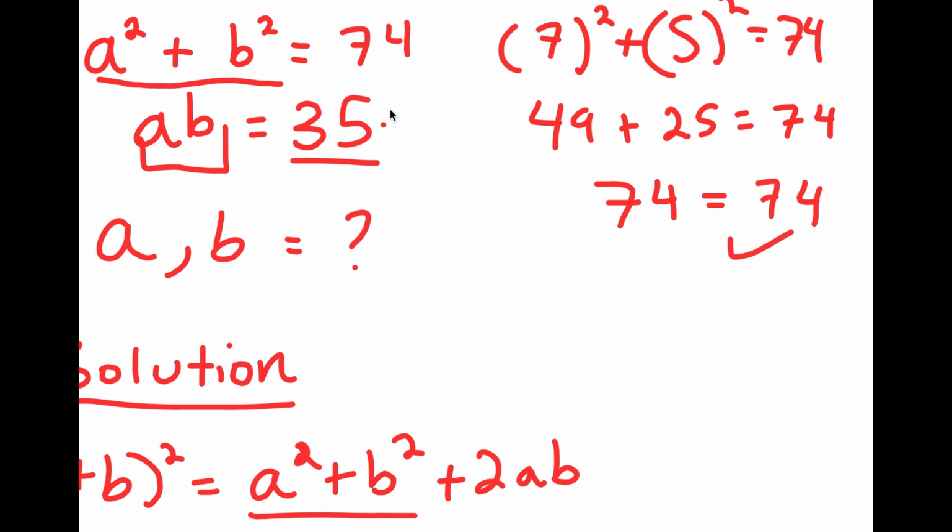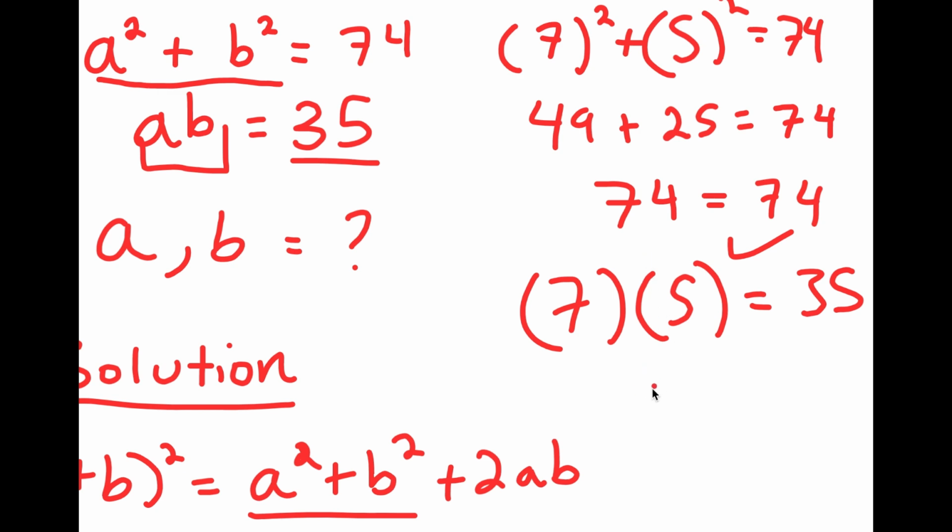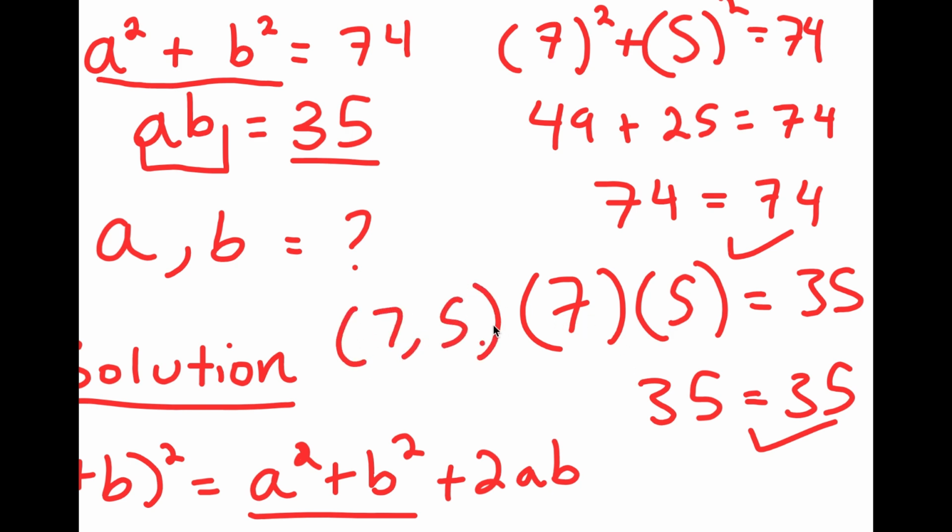And now let's try it in our second equation. A is 7, b is 5, so I get 7 times 5, and 7 times 5 is 35, so I get 35 is equal to 35. And both of these checks are right, so this means that our solution 7, 5 is right as well.